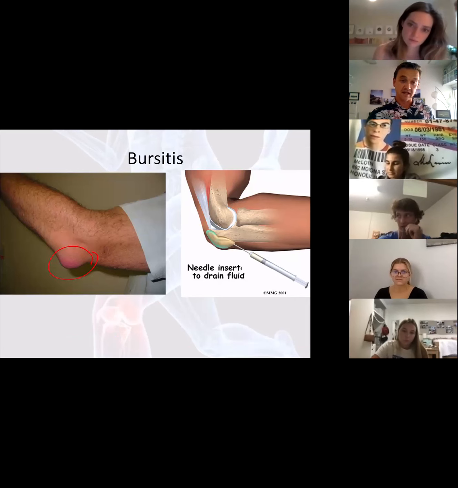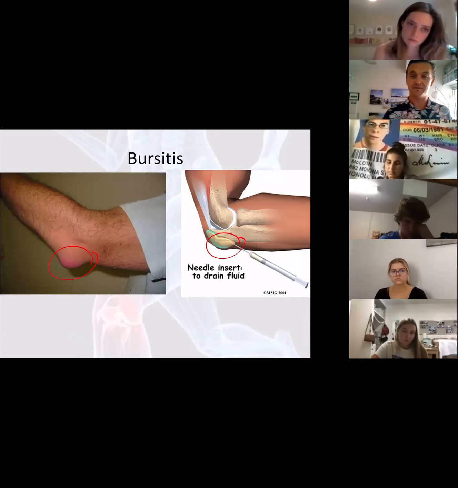Not really a whole lot you can do for them except to just let them heal up. But if they're really getting in the way, a doctor can drain them for you. You can stick the needle in there and pull the fluid out, and it'll come back. But that might help somebody get through a game or a match or something. And it'll probably fill back up throughout the game though.